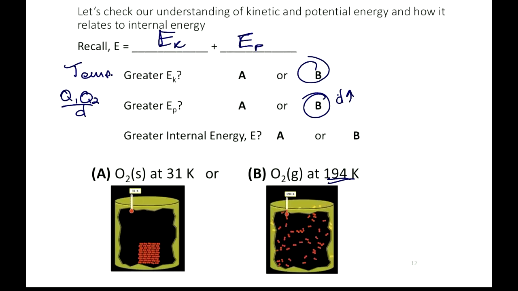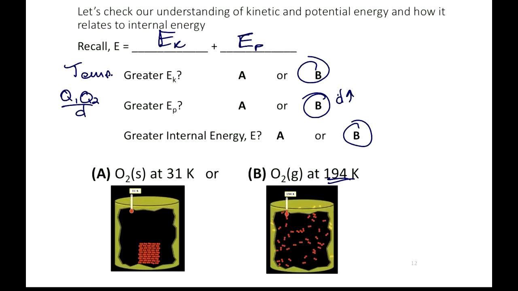Based upon that, which one has the greater internal energy, A or B? B, yes, because if B has the greater kinetic and potential energy, and you add those two values up, it should be a greater value for B versus A. Because internal energy is the sum of all kinetic and potential energy.